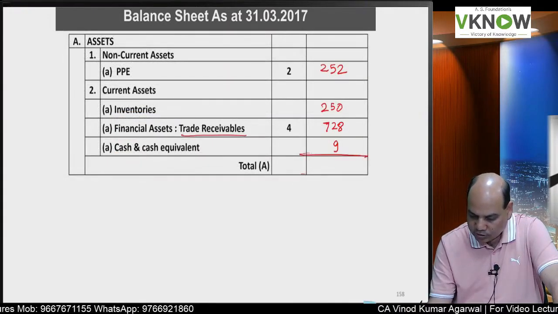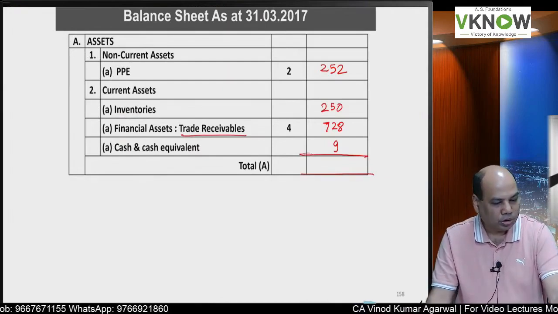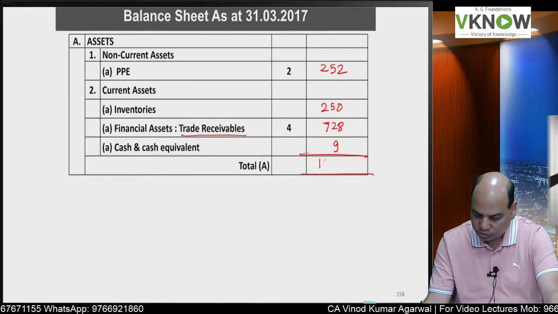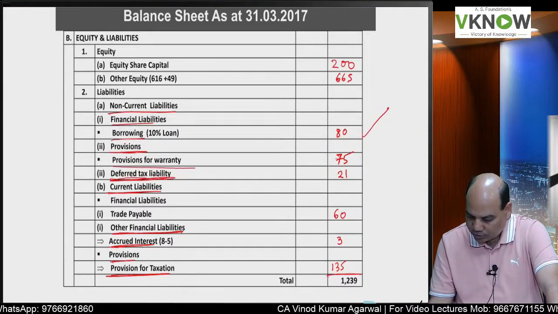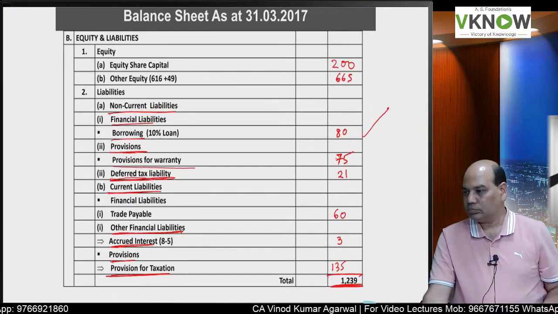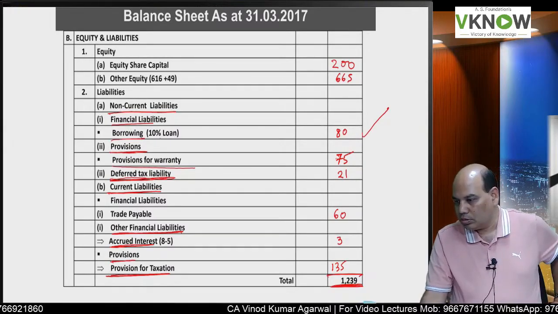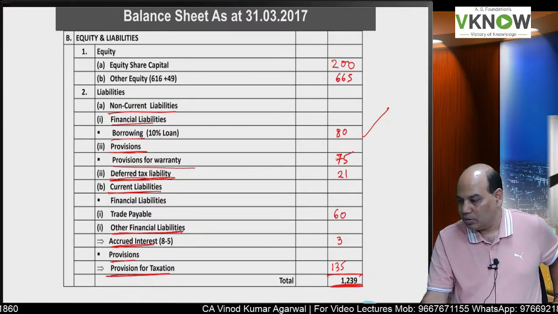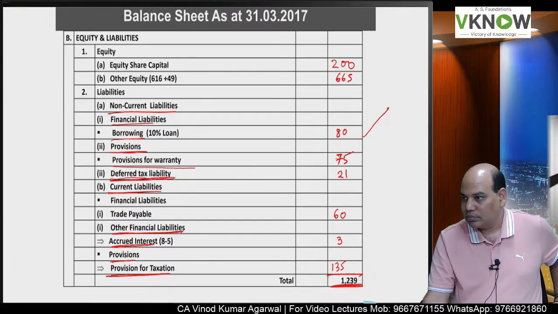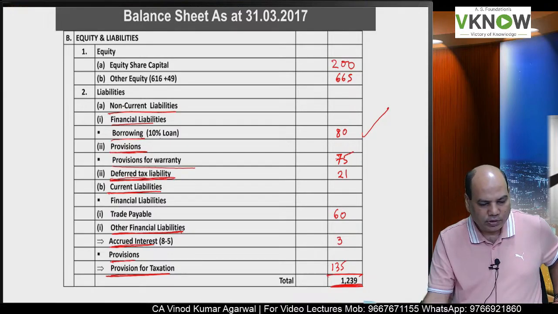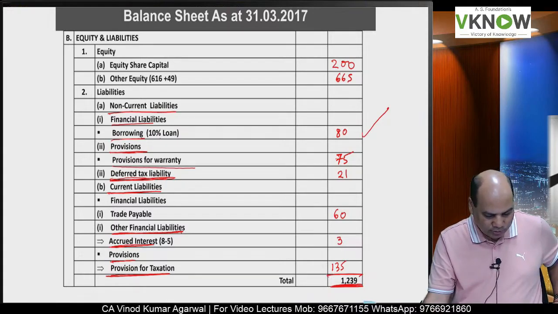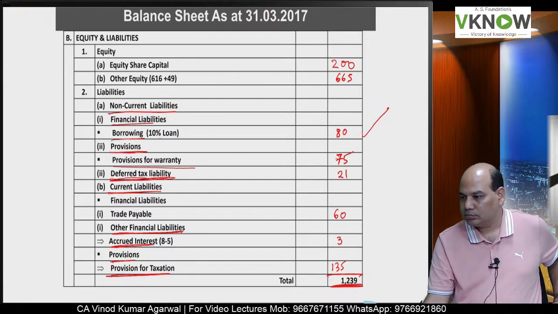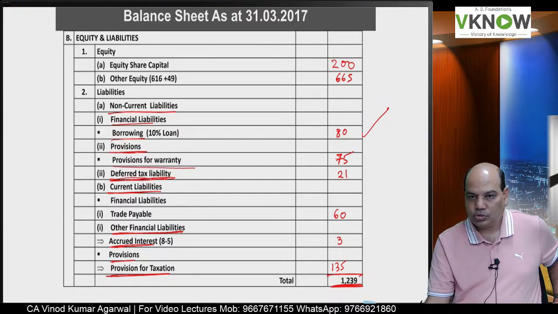Tell me the total of the asset side. 1239. Very good. And tell me the total of the liability side. 1239. Power of the double entry system. This was a simple example. It was in one of the institute publications only. I have not written the year, but it was there. But that was simple. We will take 1 or 2 more advanced questions also tomorrow.